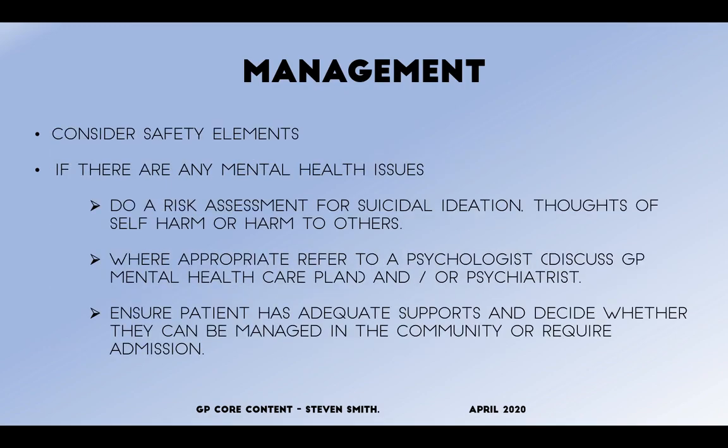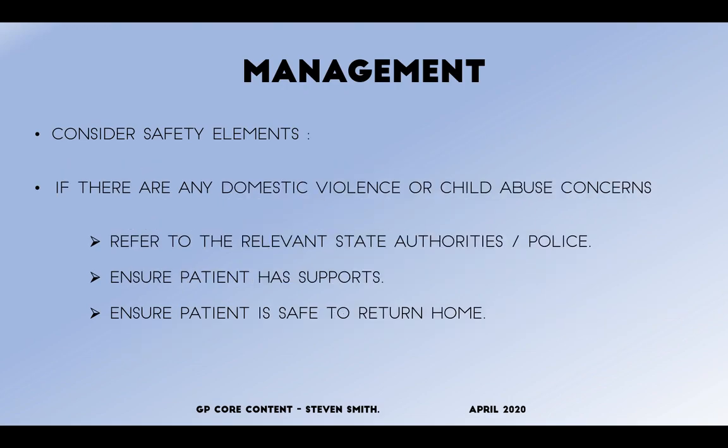Consider safety elements. If there are mental health issues, do a risk assessment for suicidal ideation, thoughts of self-harm or harm to others. Where appropriate, refer to a psychologist or psychiatrist. Ensure they have adequate supports and whether they are safe to be managed in the community. If there are concerns for domestic violence or child abuse, refer them to the relevant state authorities or police. Ensure they have adequate supports and ensure it is safe for them to return home.